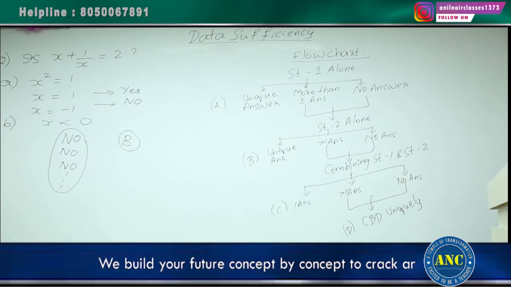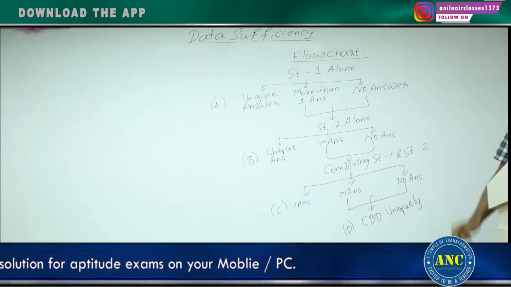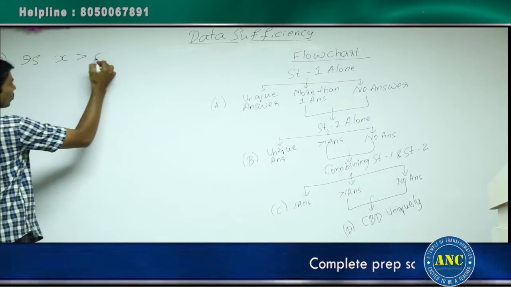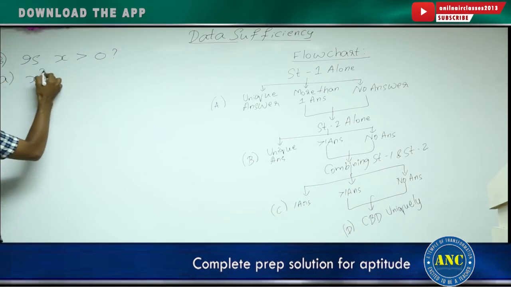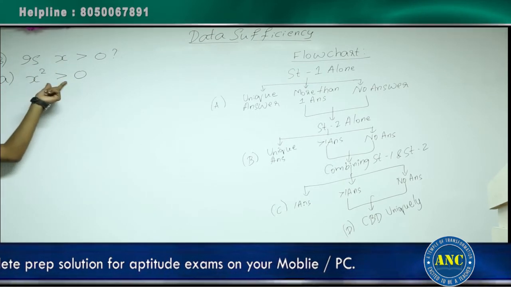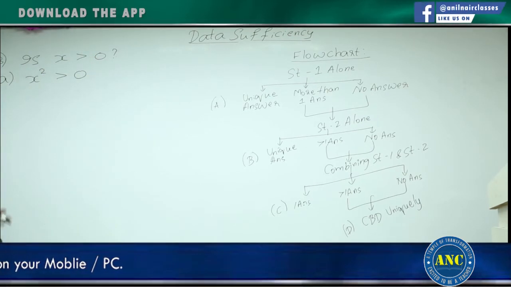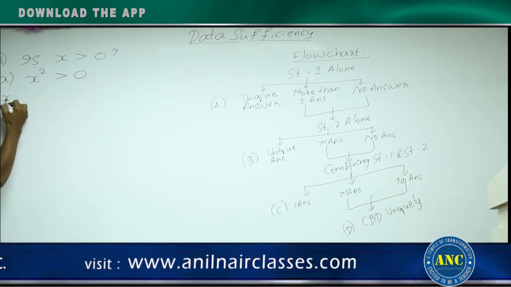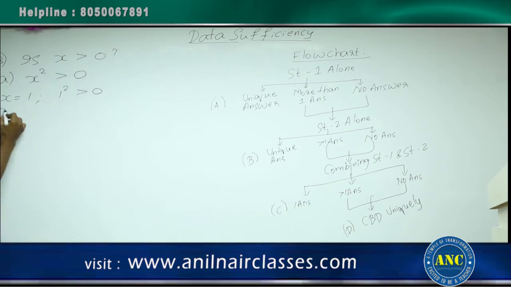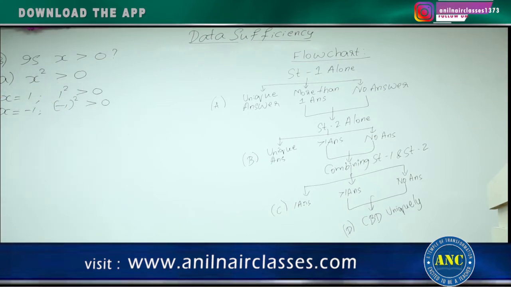Okay? Clear? Third one. Is x greater than 0? Again it is an is question. Statement 1 alone says that x square is greater than 0. If x square is greater than 0, is x greater than 0? Not always, necessarily. See here. Suppose I take x equal to 1, 1 square is greater than 0. It is satisfying the sub question. If I take x equal to minus 1, minus 1 whole square is also greater than 0. This is also satisfying the sub question, right?